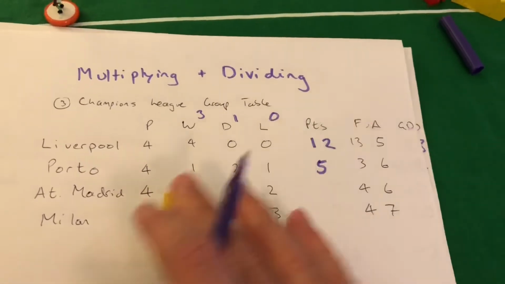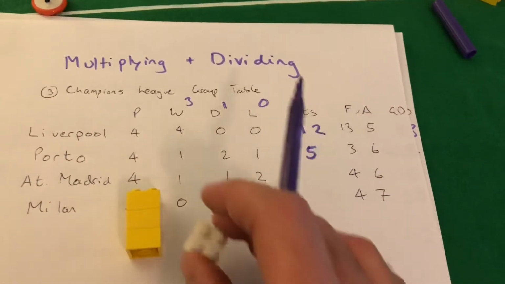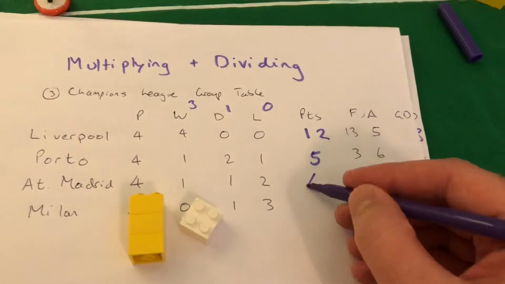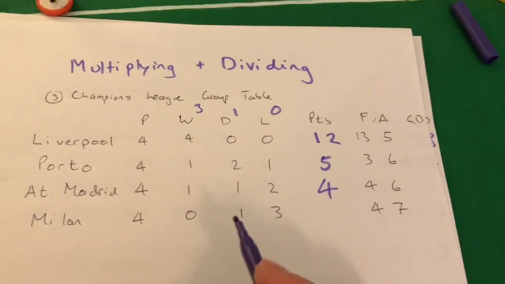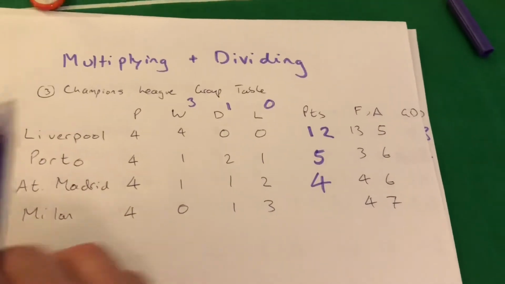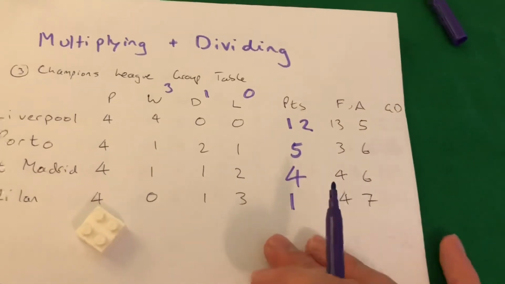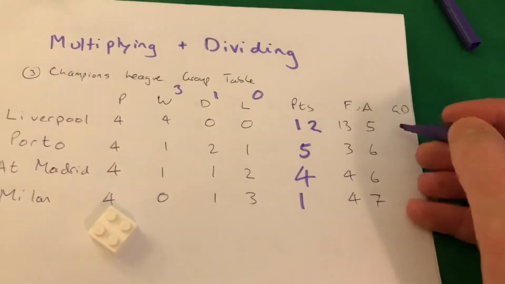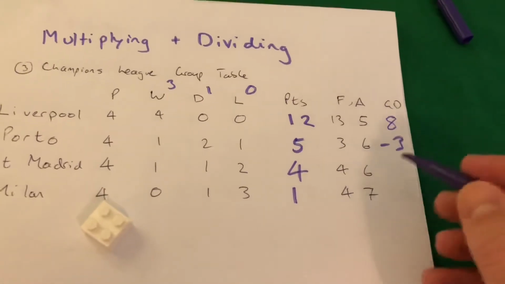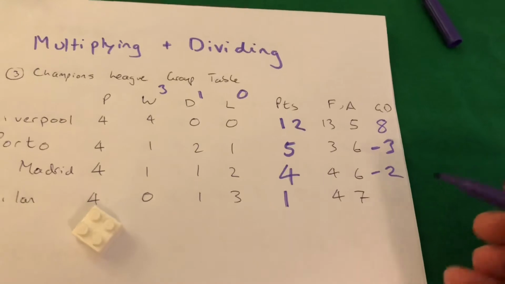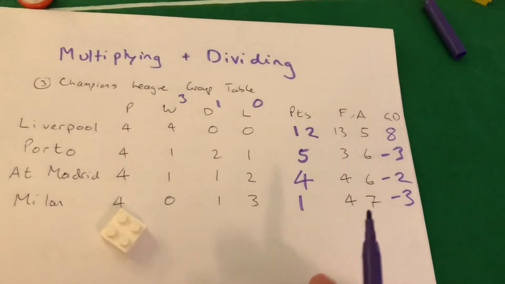They have 5 points. Similarly, Atletico Madrid have 1 victory worth 3 and 1 draw worth 1. So they have 4 points. And surprisingly, AC Milan, losing all the games and having 1 draw, just have 1 point. Again, we can practice the subtraction there. Goal difference, 13 minus 5 is 8. 3 minus 6 is minus 3. 4 minus 6 is minus 2. 4 minus 7 is minus 3. So there we go. That's some multiplying and dividing.